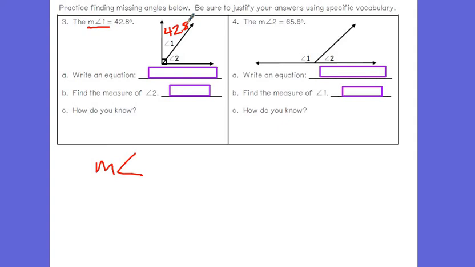A wants me to write an equation. What should my equation equal? 90. What's equaling 90? 42.8 plus angle 2. Can I say angle 2? No, I can't have numbers in there, so let's call it a letter, X. So now I can have my equation.